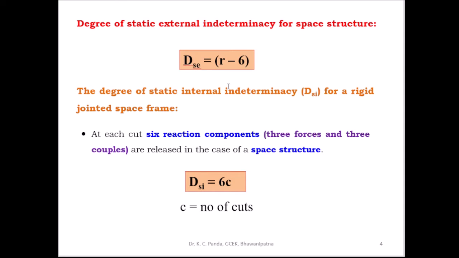DSE is equal to R minus 6, and the degree of static internal indeterminacy for a rigid jointed space frame, that is DSI, can be determined using this equation: DSI is equal to 6C. In the case of space structure, there are 6 reaction components released, that is 3 forces and 3 couples. So the expression is DSI is equal to 6C, where C is the number of cuts.